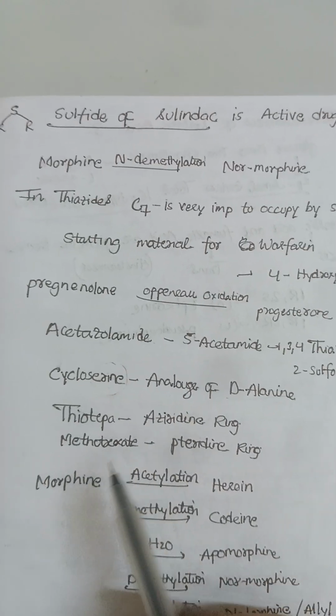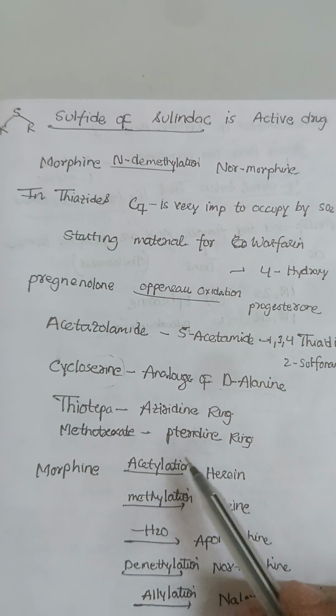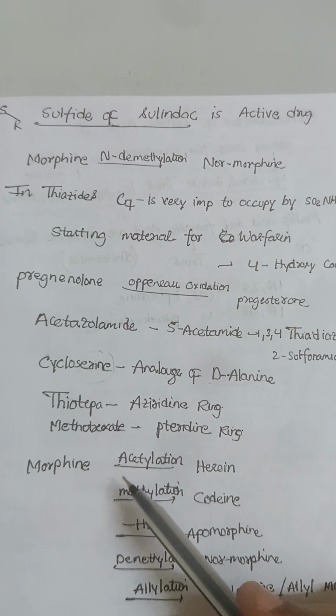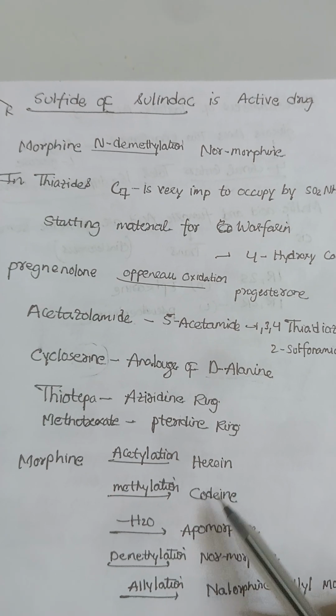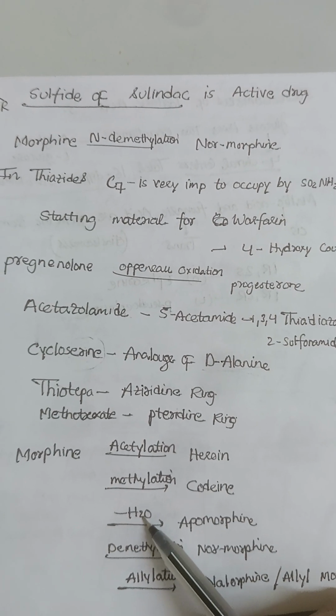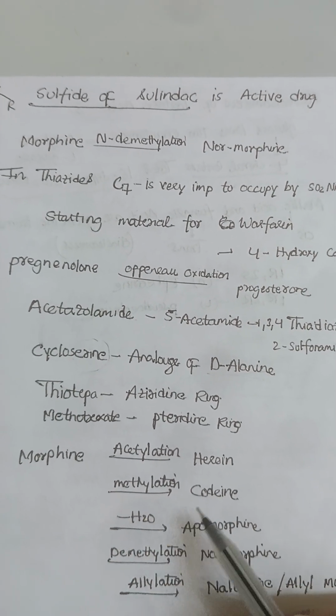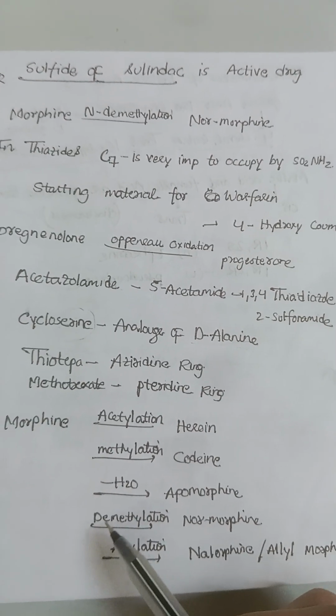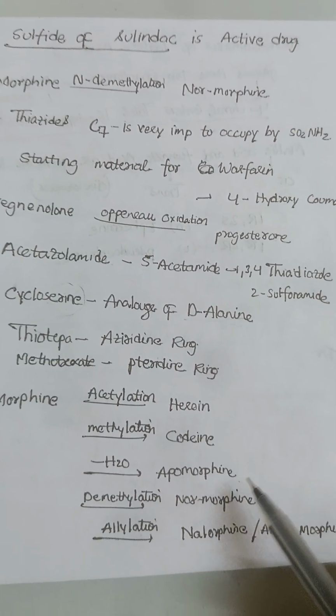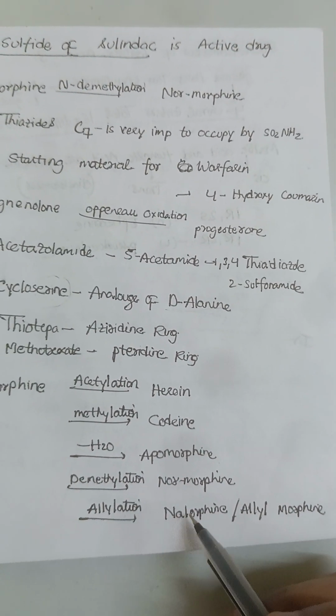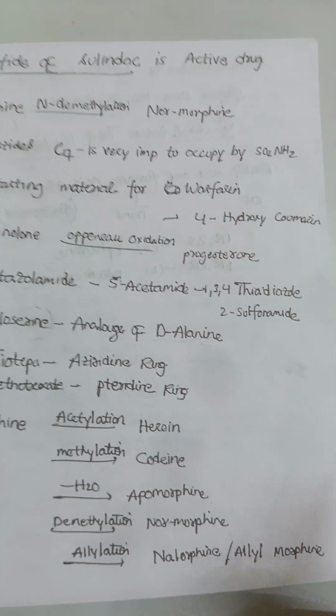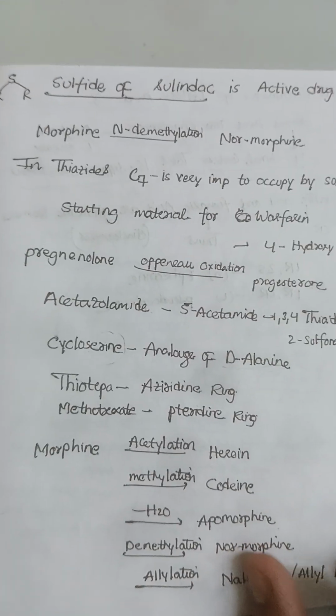Very important. Again, morphine undergoes acetylation to give heroin. Morphine undergoes methylation to give codeine. Morphine undergoes dehydrogenation to give apomorphine. Morphine undergoes demethylation to give normorphine. And allylation gives nalorphine or allyl morphine. Remember these morphine reactions.